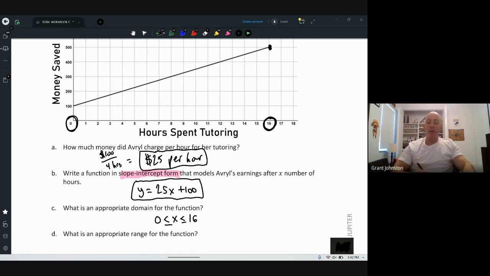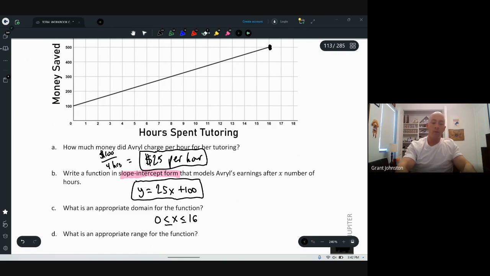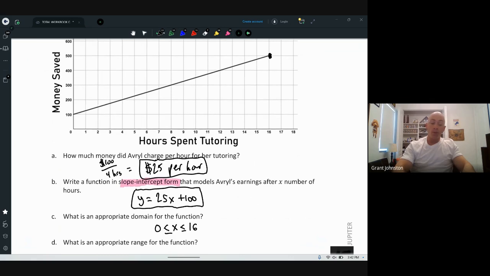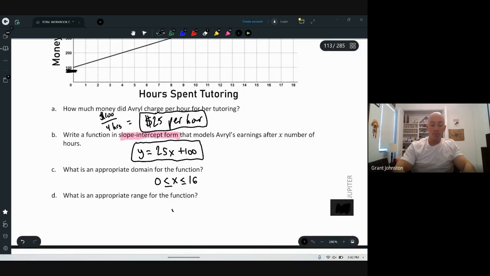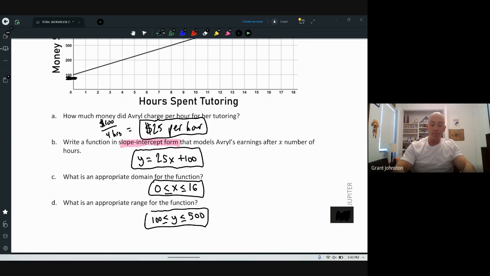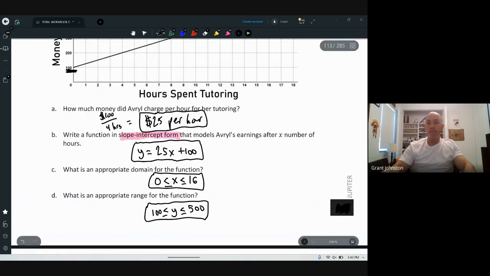Now, how about the range? Now the range is asking about the y. So for this particular function, she started with $100, so she never had anything less than 100. And then she stopped at $500. So the range would be greater than or equal to 100 and less than or equal to 500. That would be the range. So that's the domain. That would be the range. Okay. All right.